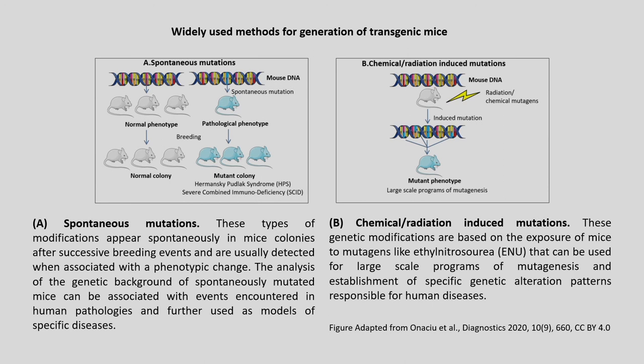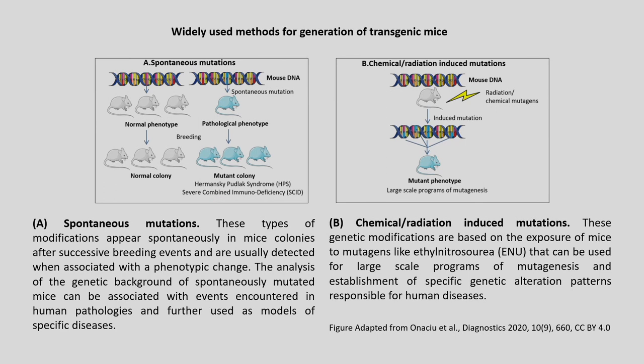Let us briefly again discuss the widely used methods for generation of transgenic mice with respect to model building. So, we may have spontaneous mutations or we may have chemical or radiation induced mutations. In these spontaneous mutations, which occur due to natural mutations, we may get a pathological phenotype from which we get a mutant colony, and some of the animal models obtained through these are the Hermansky-Pudlak syndrome or severe combined immunodeficiency, or SCID.